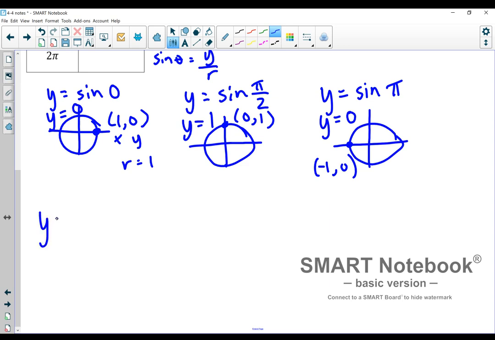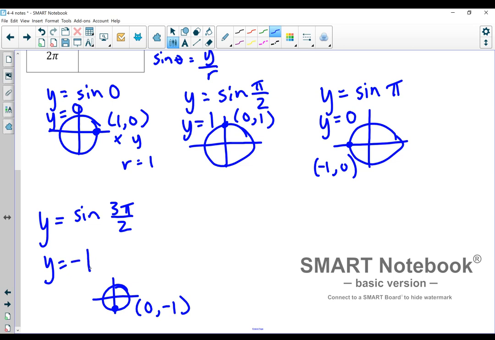And then I need to do sine of 3 pi over 2. And so y equals, let's go ahead and graph that. It's down here. So 0, -1. And so again, on the unit circle, my sine of 3 pi over 2 is going to be my y over r, which is -1 over 1. So y is just going to equal -1. So now we're going to go ahead and write all this down. Oh, and when we get back to 2 pi, let's remember that this one is the same.